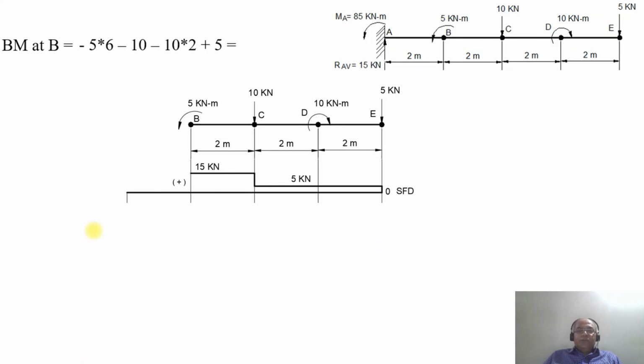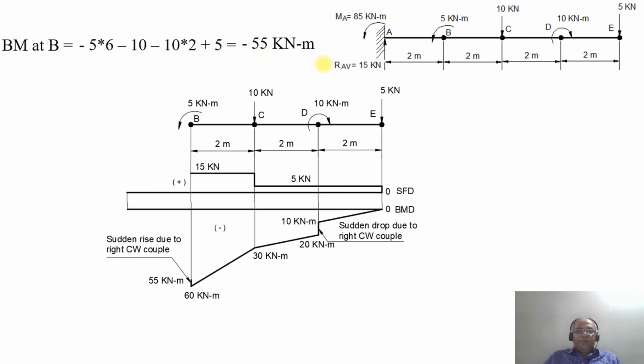minus 5 into 6 minus 10 into 2 plus 5. So that means minus 30 minus 10 into 4, minus 20, minus 60 plus 5, it becomes minus 55 kilonewton meter. Because of the counterclockwise couple, the beam is going to sag at this particular point by 5 kilonewton meter, so it becomes positive. So it will be minus 55 kilonewton meter. Therefore, in the bending moment there will be a sudden rise due to the counterclockwise couple. So from 60 kilonewton meter, it rises to 55 kilonewton meter.